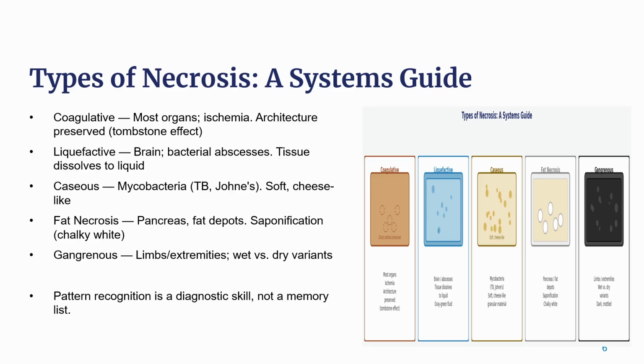Liquefactive necrosis happens in the brain, where enzyme-rich tissue basically dissolves itself, or in abscesses, where bacterial enzymes liquefy tissue. Caseous necrosis, that soft cheese-like material, is a hallmark of mycobacterial disease, so think Johne's disease or tuberculosis. Fat necrosis happens in and around the pancreas when digestive enzymes escape, and gangrenous necrosis in extremities can be dry, coagulative, or wet when bacteria pile on. Pattern recognition here is a skill, not a memory list.